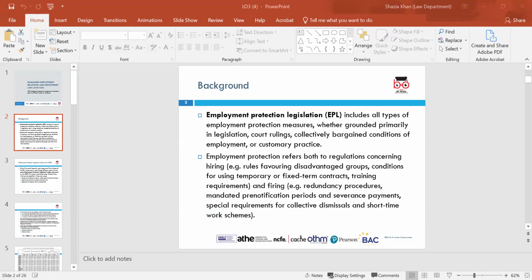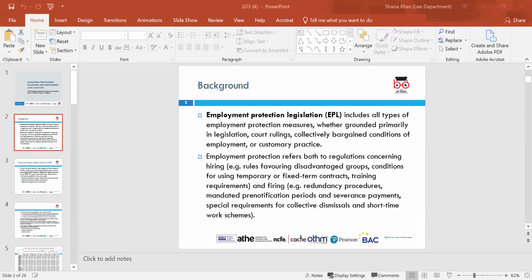So, background: we've got the employment protection legislation, which includes all types of employment protection. Legislation, to identify to anyone that doesn't know, is laws put in place by government to protect businesses, employees and consumers. Employment law involves keeping employees safe and ensuring that employers are fair in any conditions they place, for example working conditions.